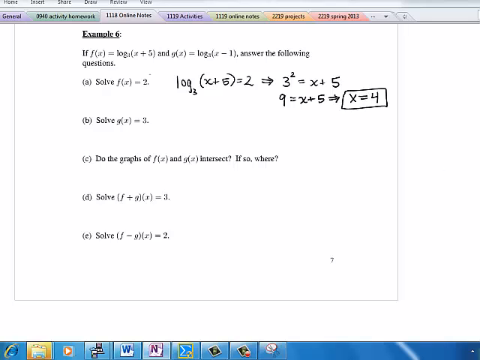If g of x is 3 and we want to solve that, then we're solving log base 3 of x minus 1 equals 3, which would be 3 to the third equals x minus 1. So 9 equals x minus, whoops, not 9, that's 27. So x is 28.